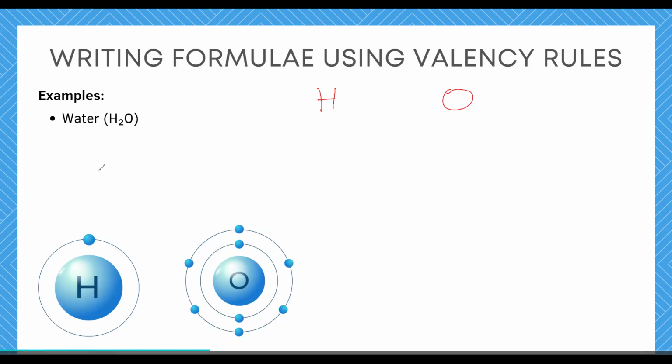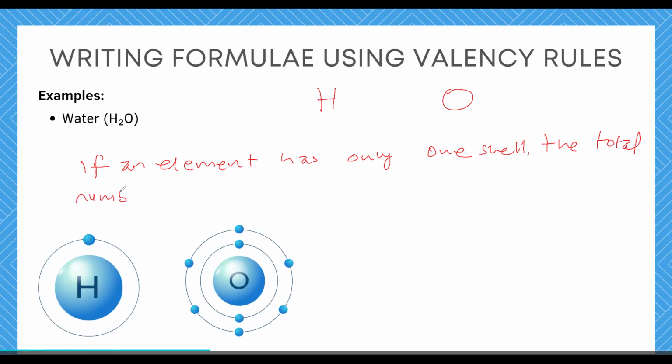Now, let me show you something. If an element has only one shell, the total number of electrons it can take is two. Can you write this down? If an element has only one shell, the total number of electrons it can take is two.